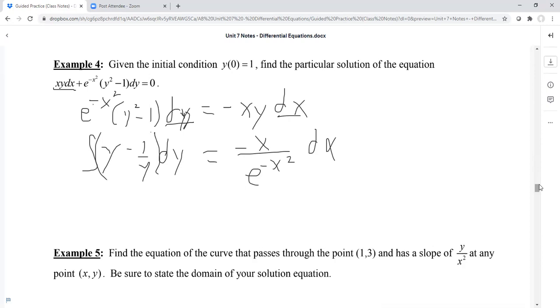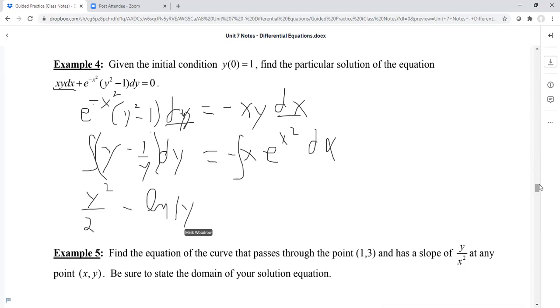And then over here, I would probably take this negative exponent and move that up to the top with the negative x. So I'm going to rewrite this side over here. This side is going to be negative x e to the positive x squared. And then I'm going to integrate this side as well. So when I integrate y, I get y squared over 2 minus, and this is 1 over y, so this is minus natural log of y.